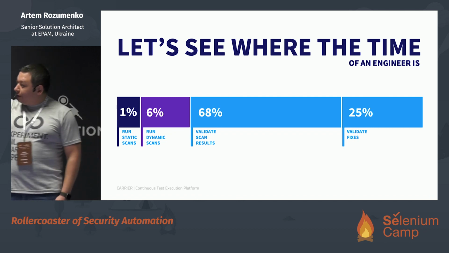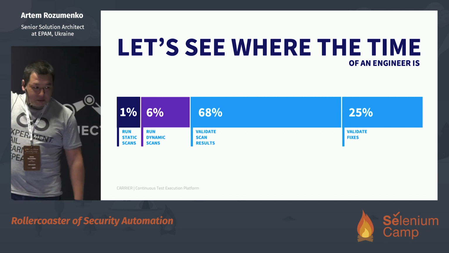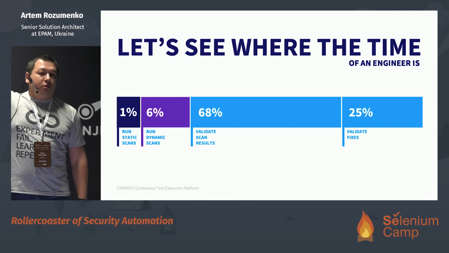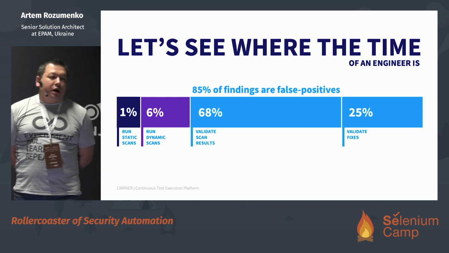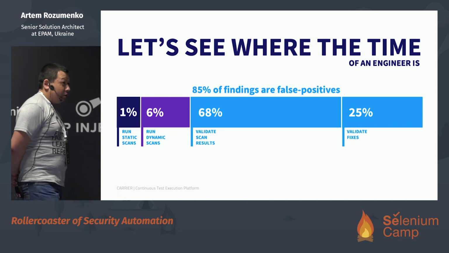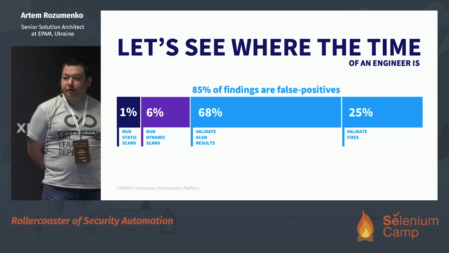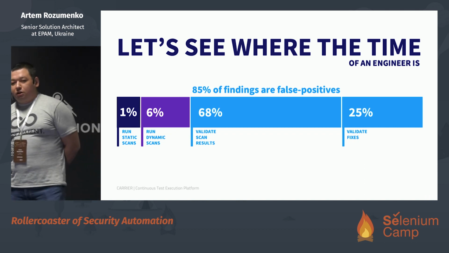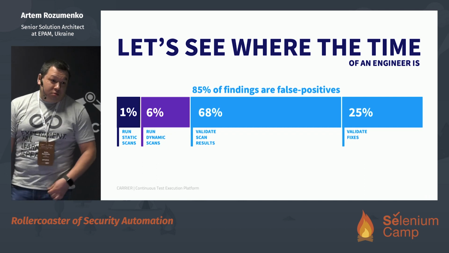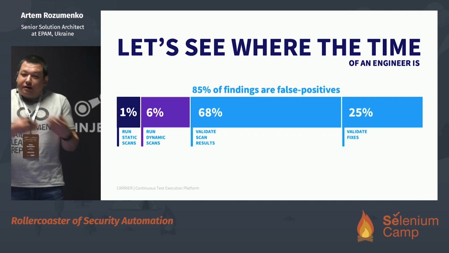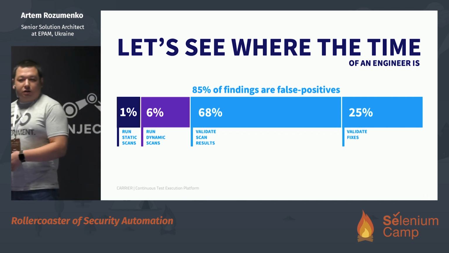And for that kind of waste, 68%, there is a reason. Because the scanners actually return about 85%, and this number is very optimistic, of issues which are not actually bugs. The scanners think that it's a bug, which in reality is not.